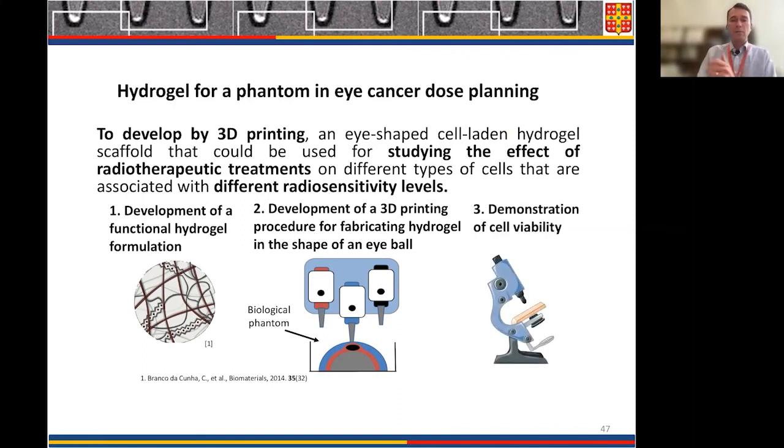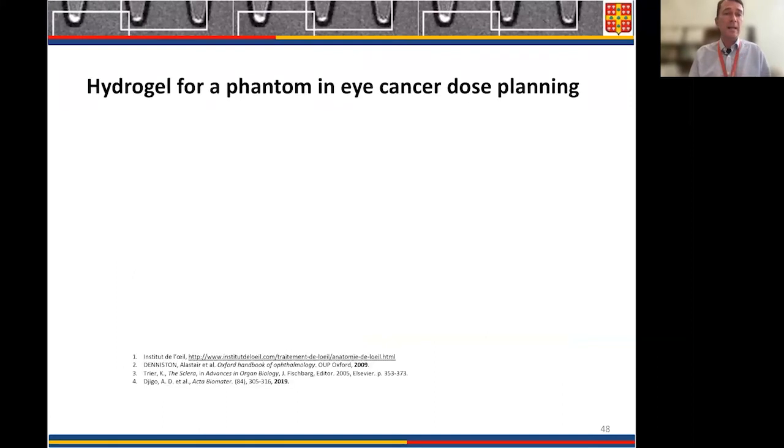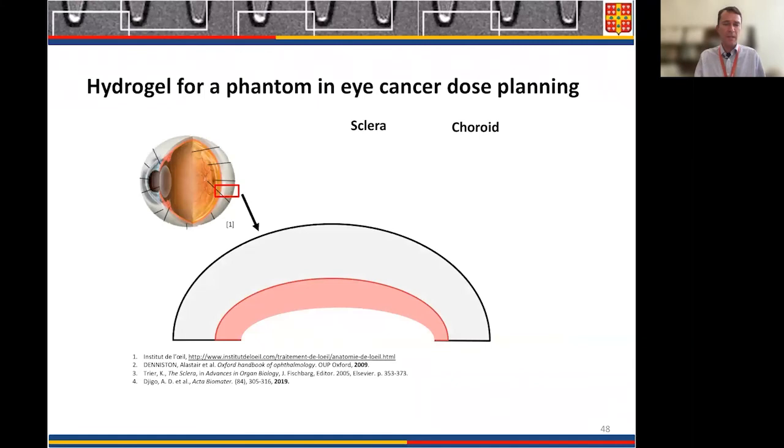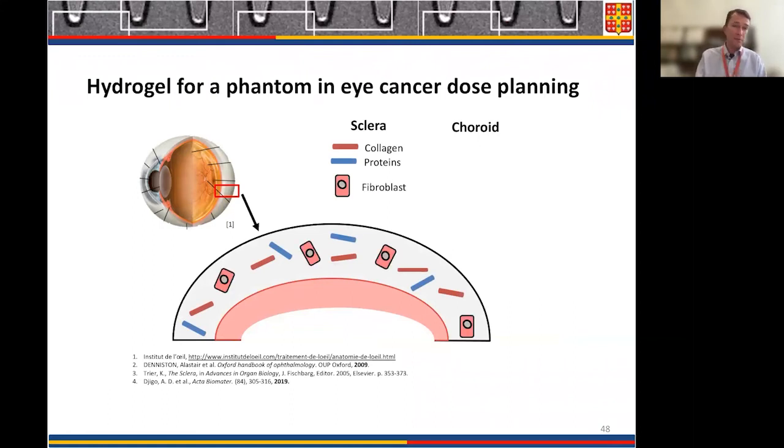And we need also to demonstrate, so we develop hydrogels that are used for dose contour assessment, but also hydrogels that are used for cell viability assessment. So what we need, we don't need to 3D print exactly the functions of an eye, but we need the sclera and the choroid. And in the sclera, we have collagens, we have proteins, and we have fibroblasts. And there's also a certain presence of melanocytes.